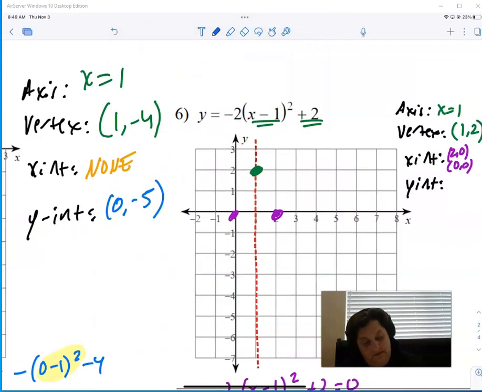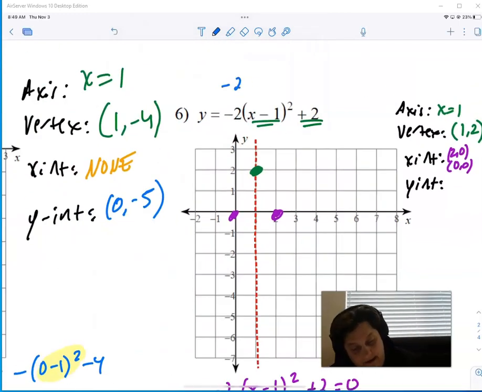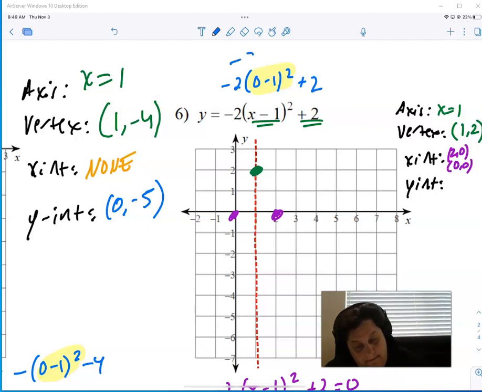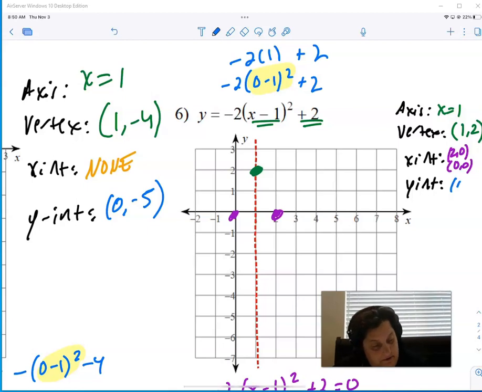And then the last part, you guys, is my y-intercept where order of operations tells me to do that first. 0 minus 1 is negative 1 squared is 1. Negative 2 times 1 plus 2 is 0. Whenever it has a 0, 0, that actually is the x and the y-intercept.